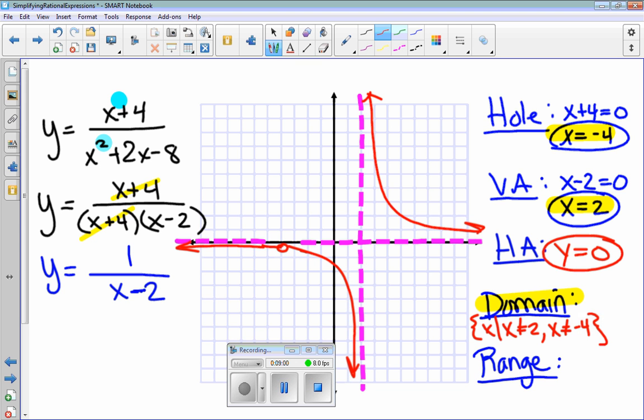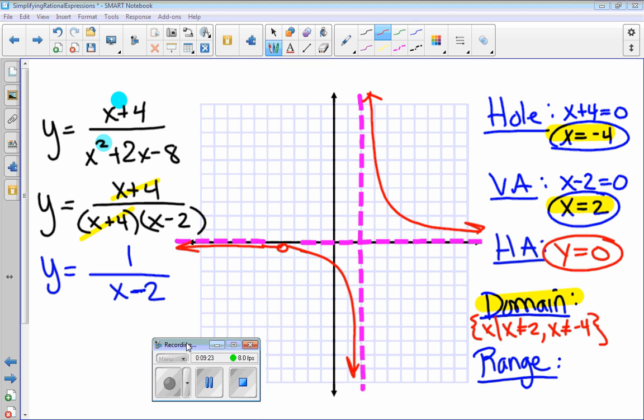Doing okay? Let me know. Hole and vertical asymptotes, because those are the domain, those are the restrictions on x. Notice the horizontal asymptote deals with the y. That's a range restriction. Okay? All x's such that x, sometimes there's a colon there, depends on the notation.